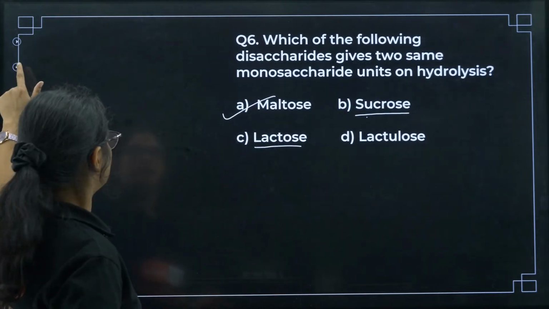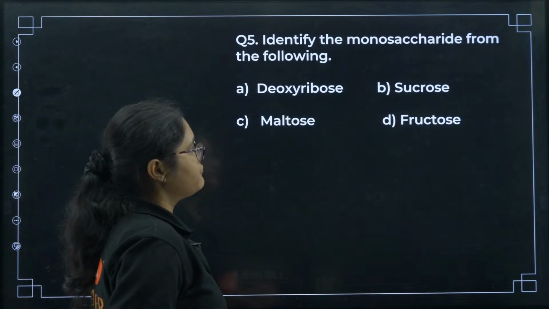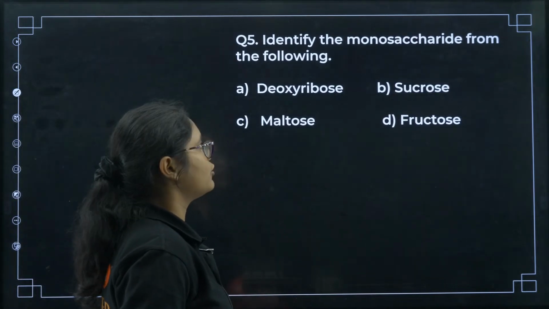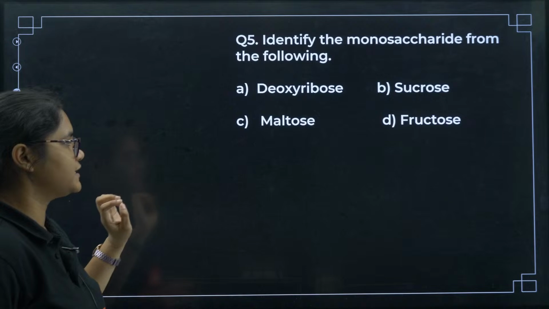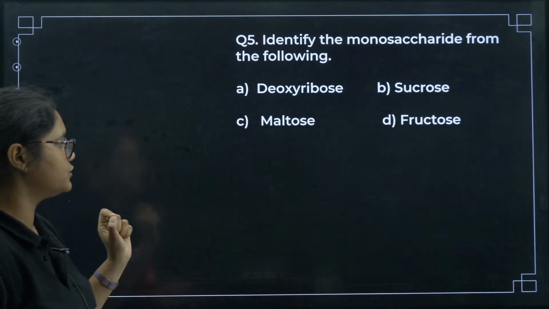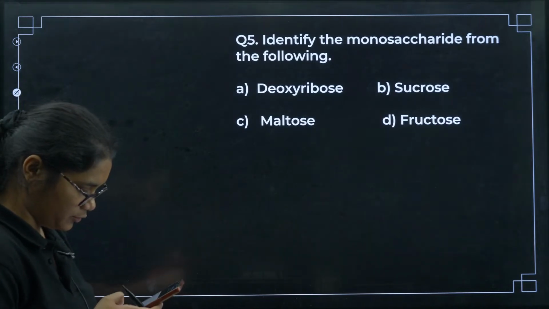Okay. Next, question number 5. Identify the monosaccharide from the following. So, which of the following is a monosaccharide? Deoxyribose, sucrose, maltose and fructose.